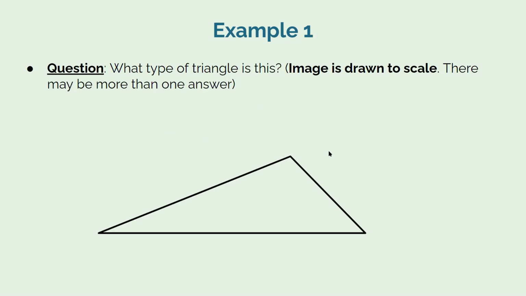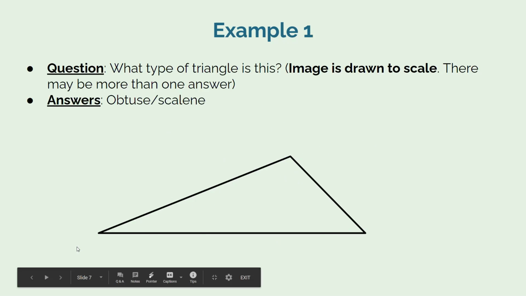All right, so it seems like everybody got the answer right. It's scalene, and somebody also said obtuse. Since one of the angles, which is the topmost angle, is greater than 90 degrees, we know that it's an obtuse triangle, and we also know that the side lengths of the triangle are all different lengths, so that would make it a scalene as well.